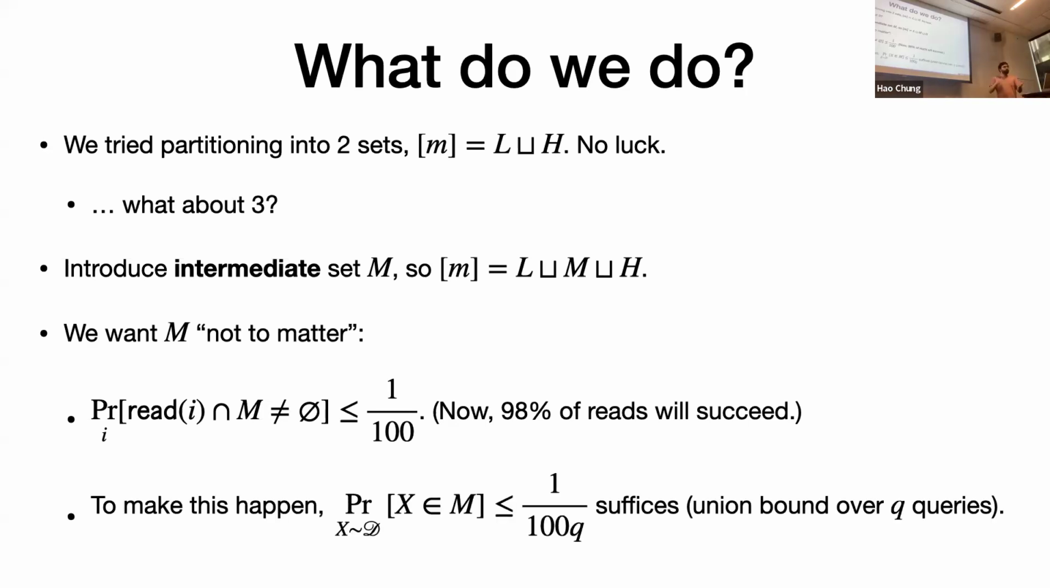And then by the union bound argument on our distribution D, it turns out we need the probability of anything in the medium set to be at most 1 over 100q. I just want to emphasize the difference between the light set and the medium set. The medium set just needs a total, the sum of the probability of hitting anywhere in M is small, whereas in the light set, you need every individual element of the light set to be light.